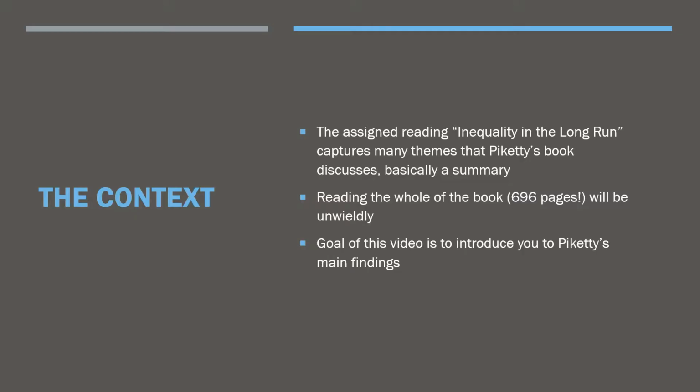So first, the context. The assigned reading that I have given, Inequality in the Long Run, captures the themes of the book, Capital in the 21st Century. That's the full title of the book. But reading the whole book, as you've seen from the previous slide, is pretty thick. It's actually 696, nearly 700 pages long. So the goal here is really to introduce the basic mechanics in part 1 and part 2 of this video.